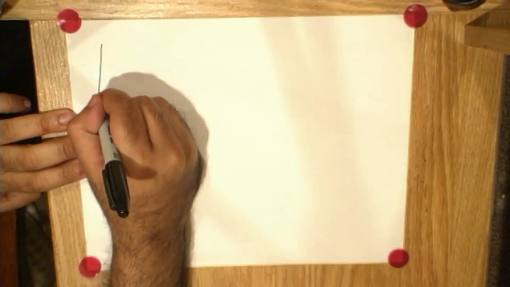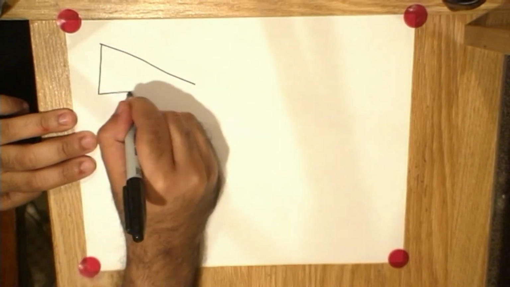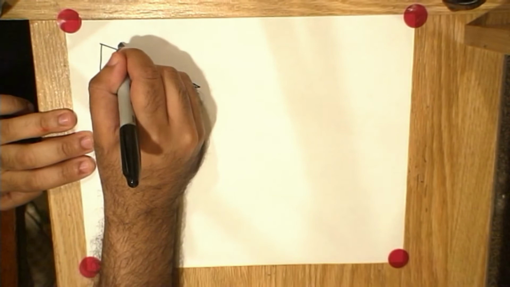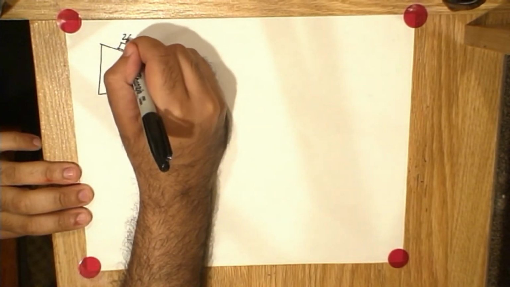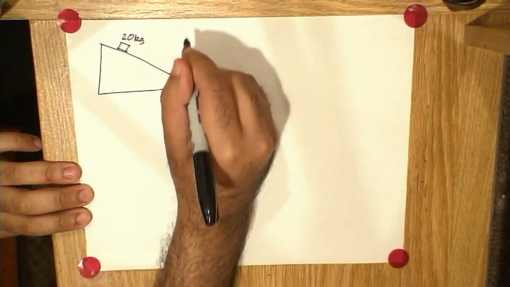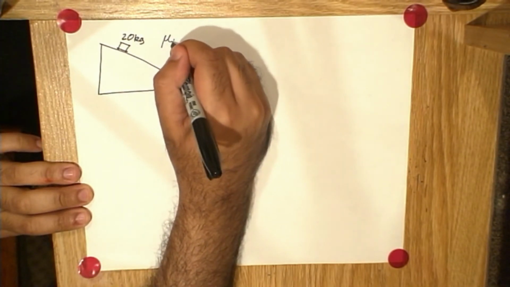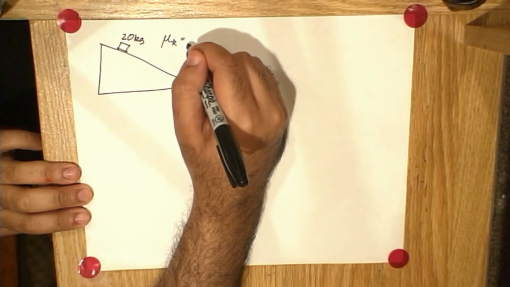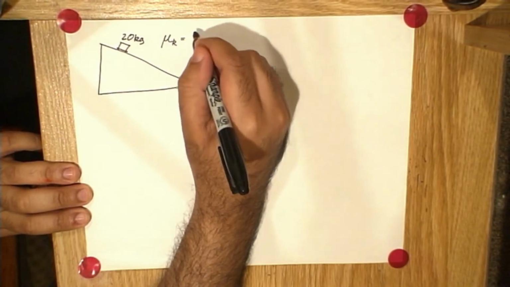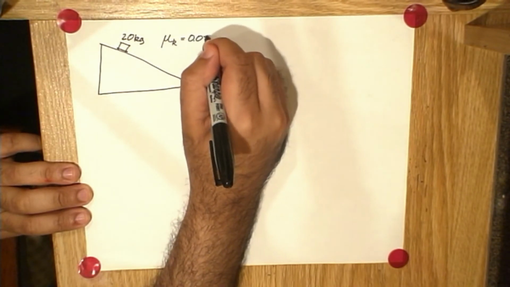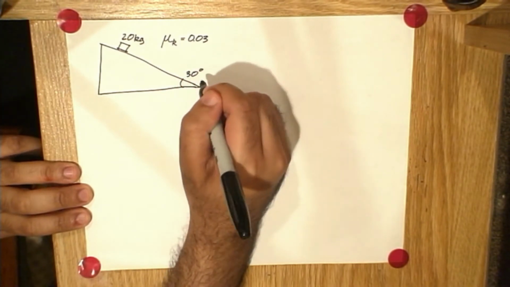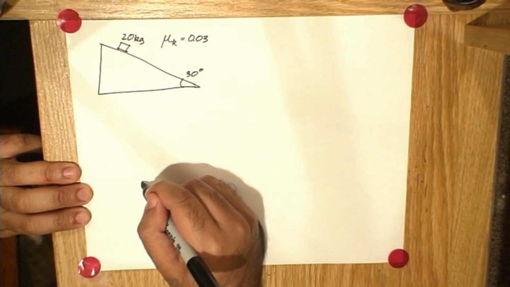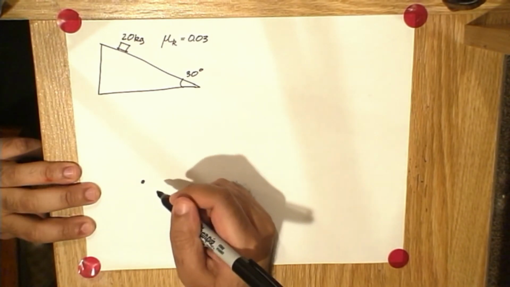Here we have a 20 kilogram object which is sliding down a ramp. The coefficient of kinetic friction is 0.03, and the angle of the ramp is 30 degrees. So now, let's draw a free body diagram.